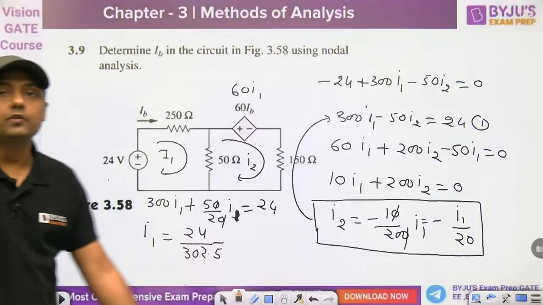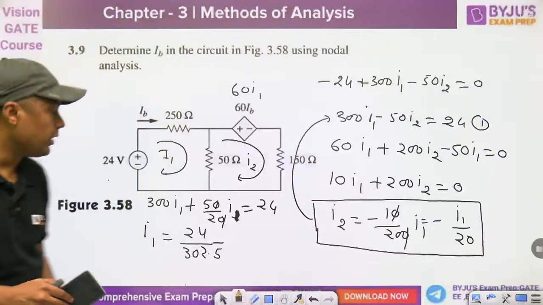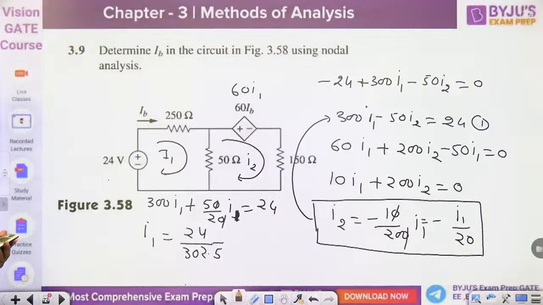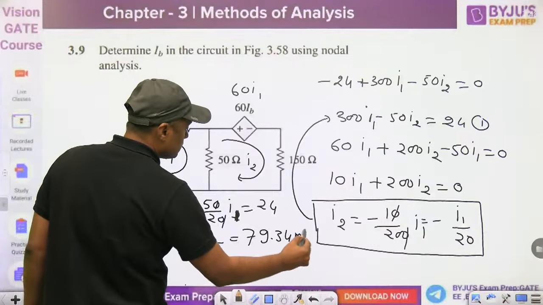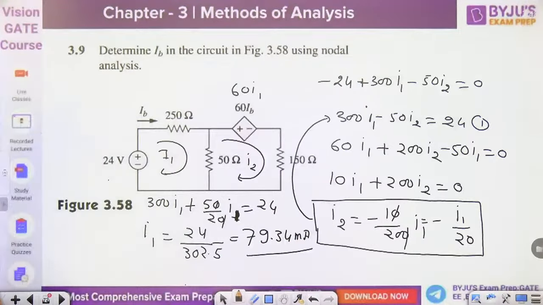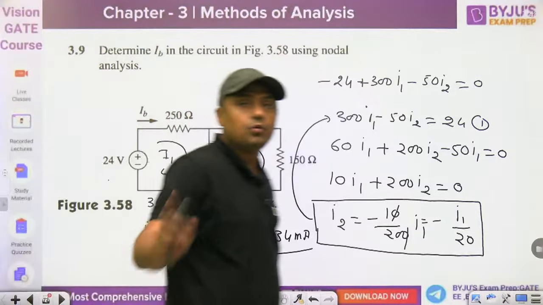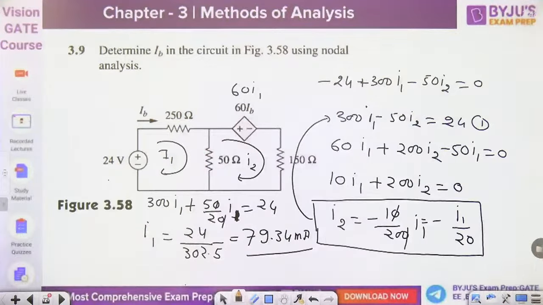24 upon 302.5. So you have the answer 79.34 milliampere. So 24 divided by 302.5 is 0.079333 ampere, multiplied by 1000, you will get 79.34 milliampere. Is it okay, everyone? So this is the calculation.